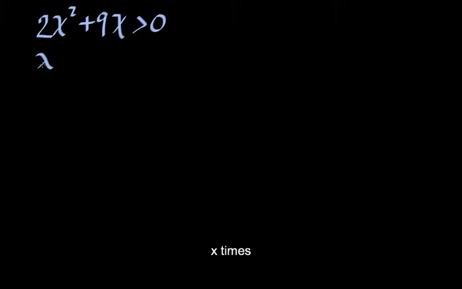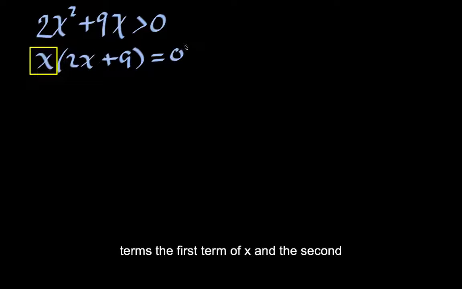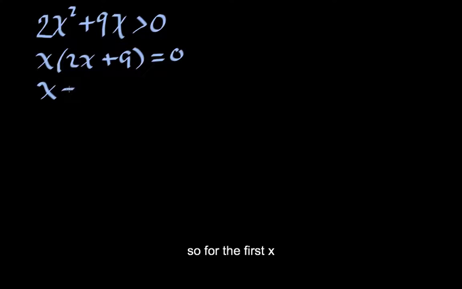So we will have x times 2x plus 9 equals 0. Now we know we can solve this by setting the two terms, the first term of x and the second 2x plus 9, individually equal to 0. So for the first, x equals 0. And for the second, 2x plus 9 equals 0.